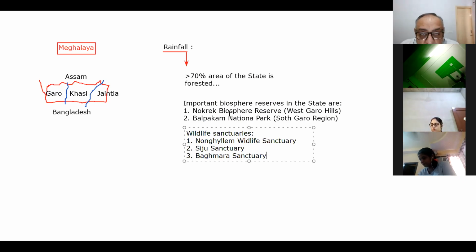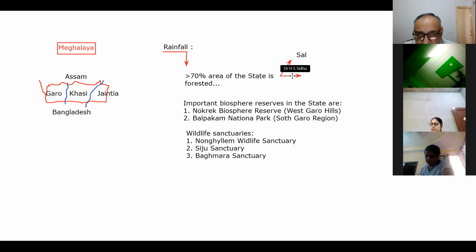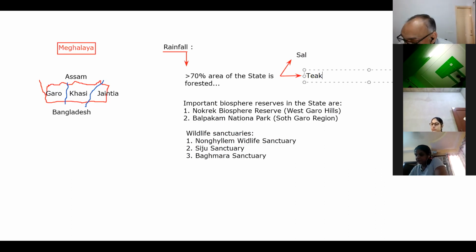So I have told you that more than 70% area of the state is forested, right? In these forests two important species of trees are found. One is sal and the second is teak. So these are the two important species of trees found in Meghalaya forests, right?